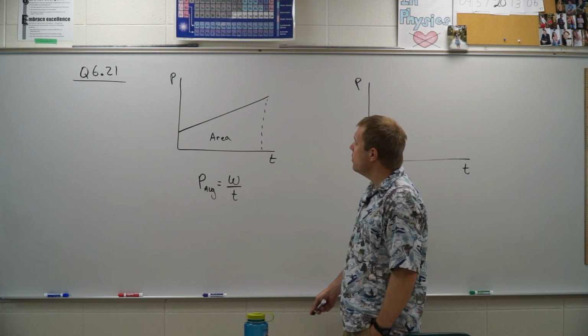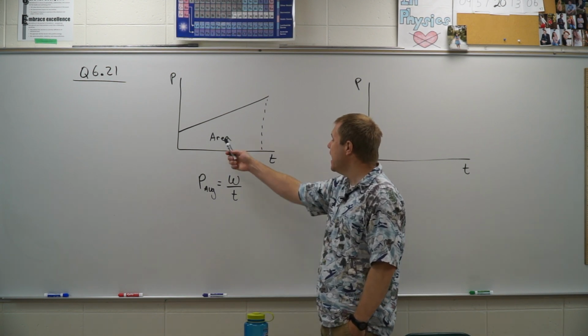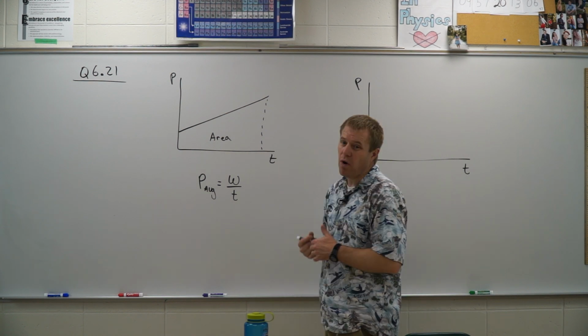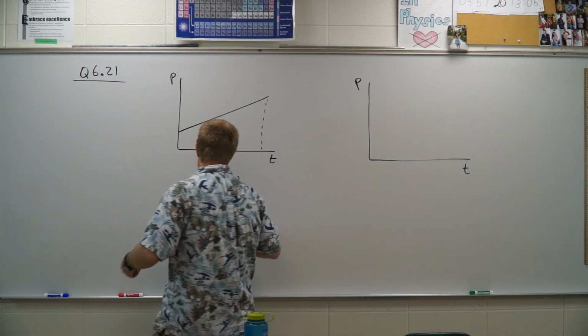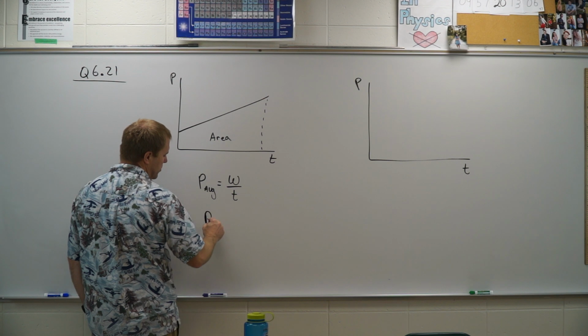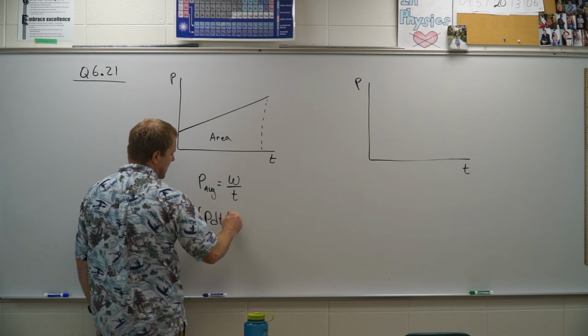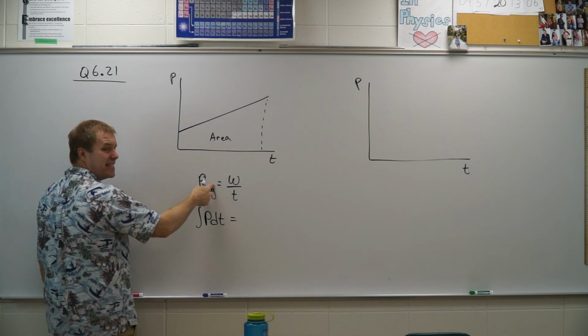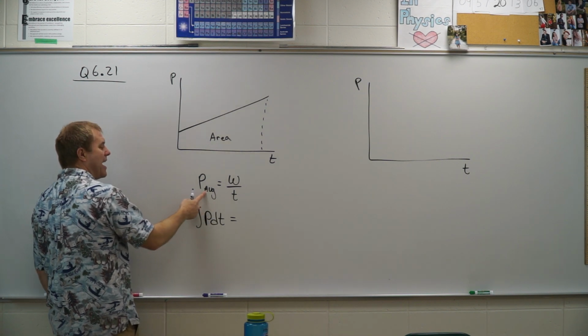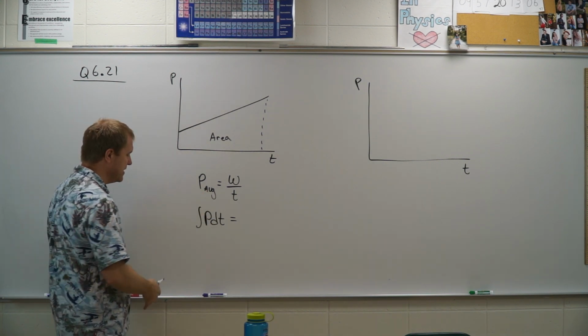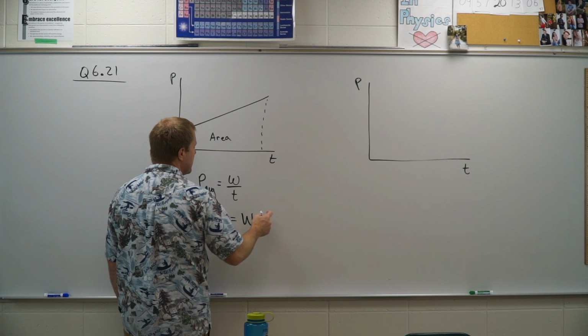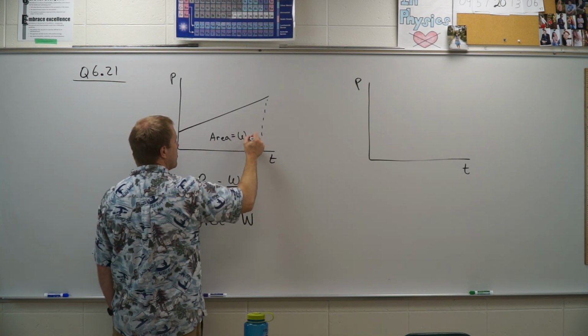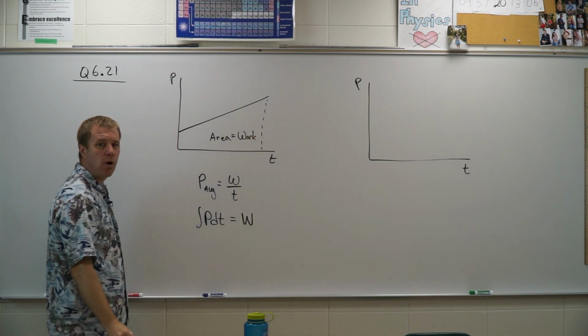All right, so if I take the integral of this, what does it tell me? If I integrate a power function with respect to time, so if I multiply by this t over here, instead of having an average power, I would just have an instantaneous power. I would get the work, meaning the area under the curve is the work.